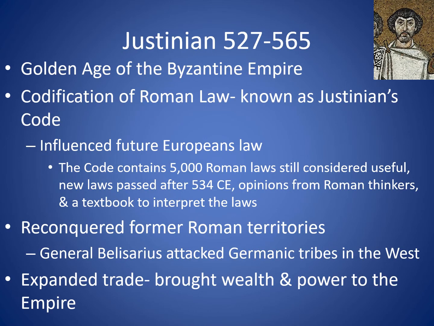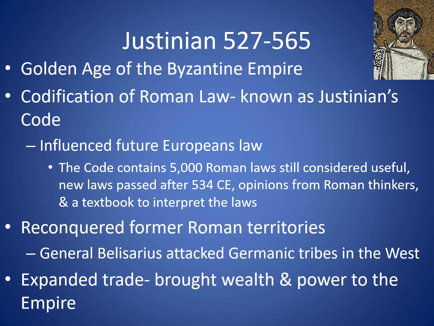The greatest of the Byzantine emperors was Justinian, and he ruled for almost 40 years. His time as emperor was called the Golden Age of the Byzantine Empire. He had several accomplishments. One of his greatest was the codification of Roman law. It was known as Justinian's Code.